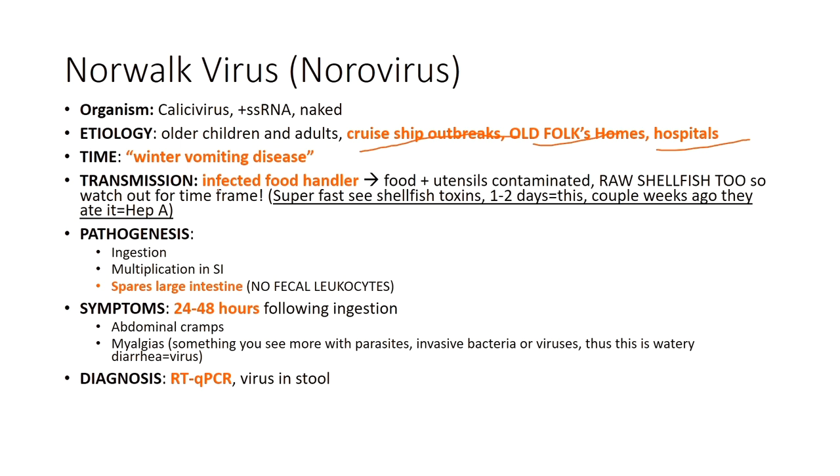So pretty much you can get it from an infected food handler, not handling stuff properly. You can also get it from raw shellfish. So how do we differentiate this from the other shellfish infections that we have? So what are the other shellfish? Some of the other ones are really, really fast, like our toxins from our shellfish, or shellfish toxins. We'll get to those a little bit later. These are super fast, within 1 or 2 days of ingestion. Okay, that's going to be something that's super, super fast.